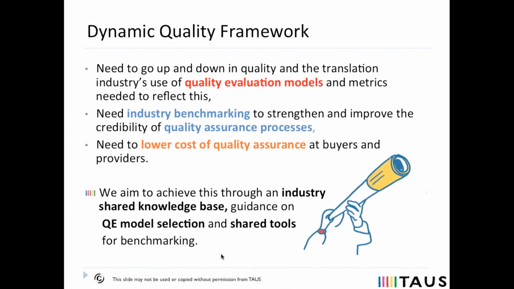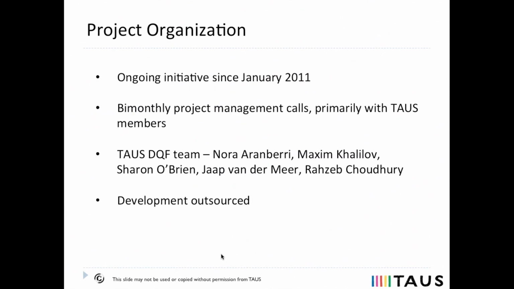And we think that by working together in this industry collaborative initiative, we'll be able to lower the cost of quality assurance at both buyer and provider. So the project has been going on, as I mentioned, for more than 2.5 years. The governance of the project takes place every 2 months with a user call involving many of the Taos members who have contributed to prioritizing the work, reviewing progress, and so on, keeping us in check.